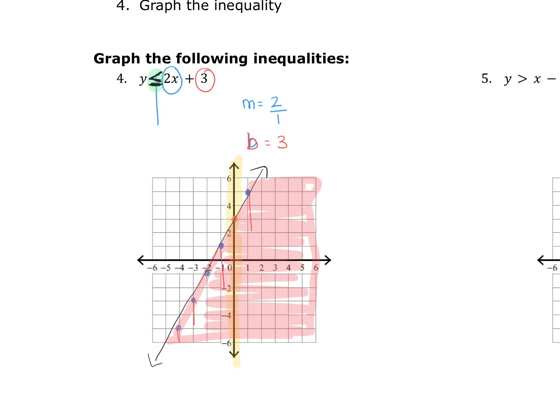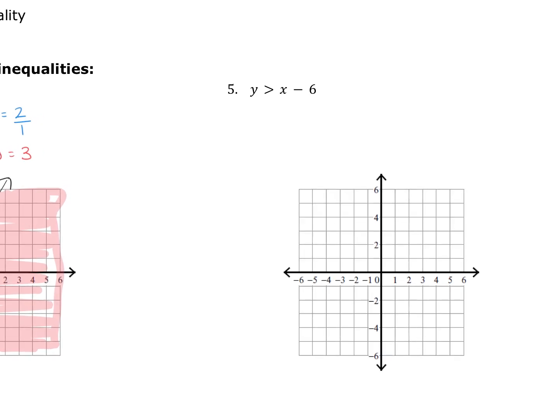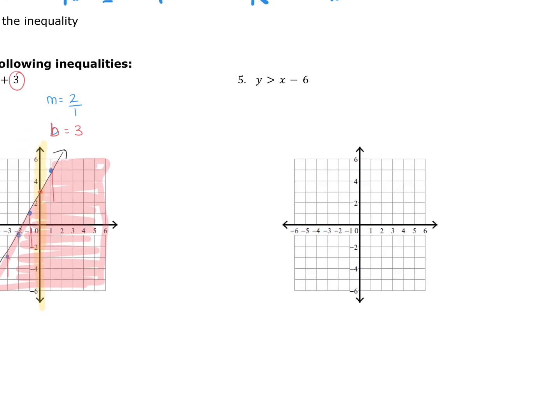And that's all we have to do with that one. So let's look at this next one. We're going to do the same thing. The first thing we're going to determine is y all by itself. So I'm going to put a line right here. And I can see that the only thing on the left-hand side is that y. So it's by itself. So now I'm going to find my m.